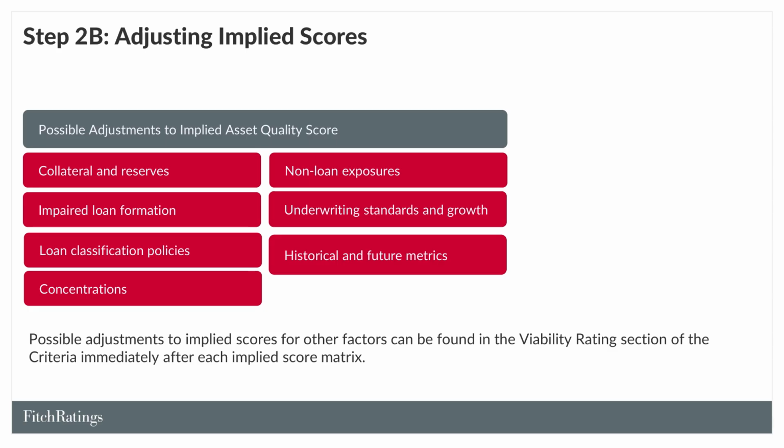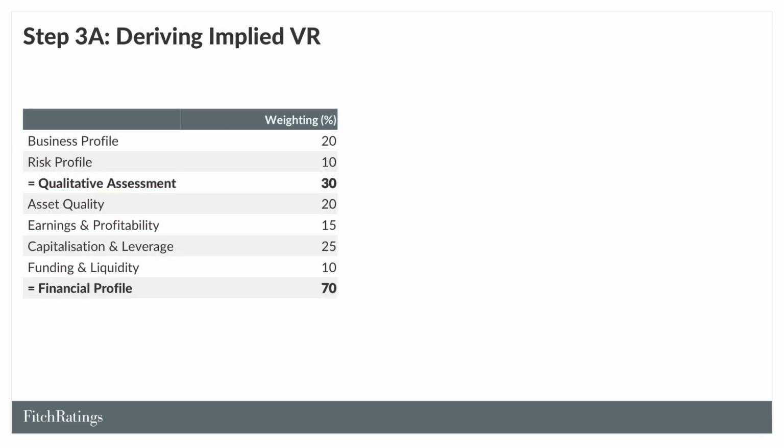As a next step, Fitch considers whether the implied scores should be adjusted. This slide shows the possible adjustment factors for asset quality, which include, for example, collateral and reserves, non-loan exposures, and underwriting standards and growth. The third step is to determine the implied VR by combining the 6 assigned KRD scores using the weightings shown on this slide.